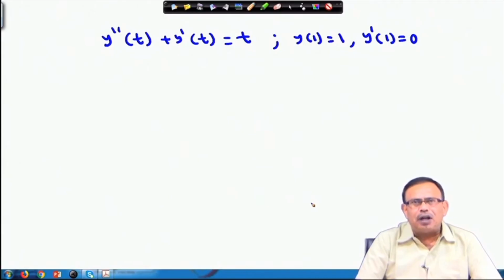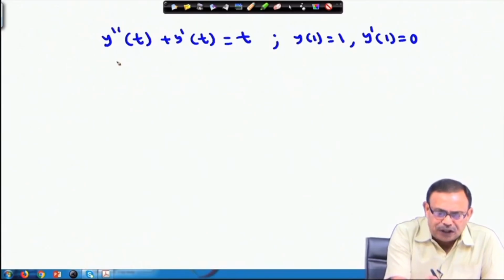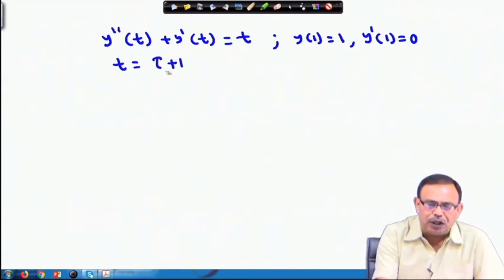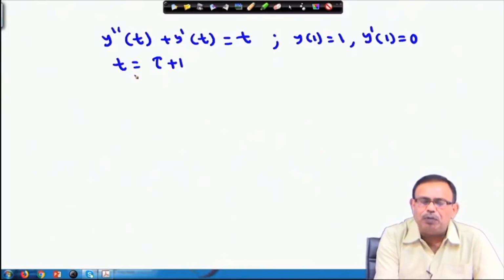So, whenever I face this type of problem, where the value of y or y dash is not provided at t equals 0, I can make a change of parameter, that is, I can substitute t by some other parameter in such a fashion that the conditions are obtained at the new variable equals 0. Suppose I substitute t equals tau plus 1, so that tau will be t minus 1. So, at t equals 1, tau will become 0.